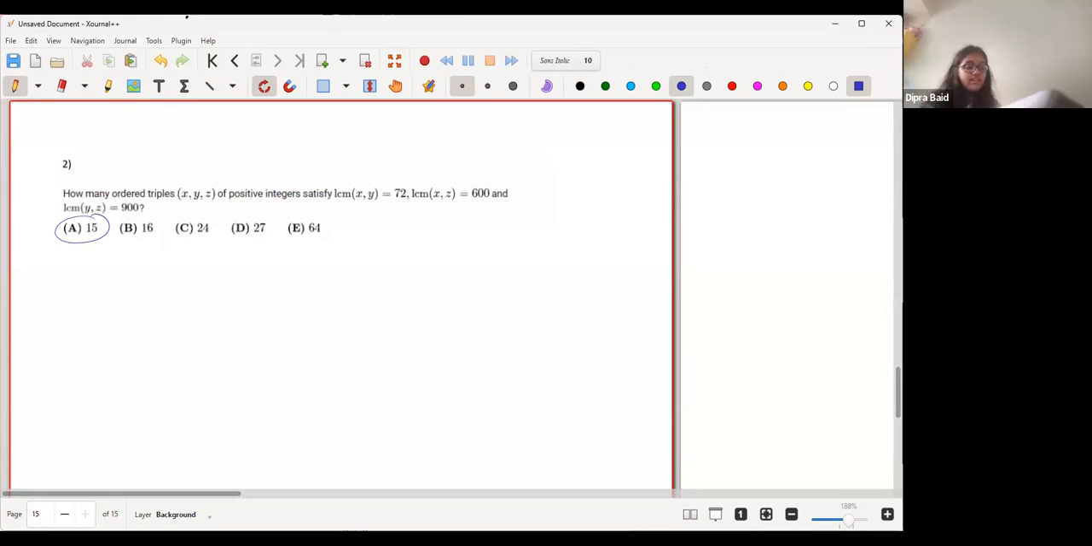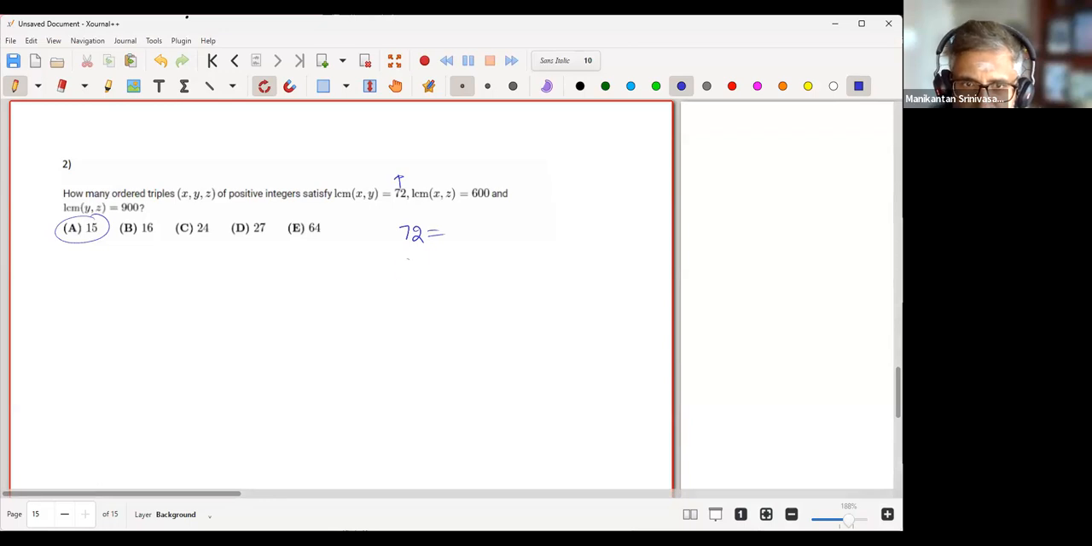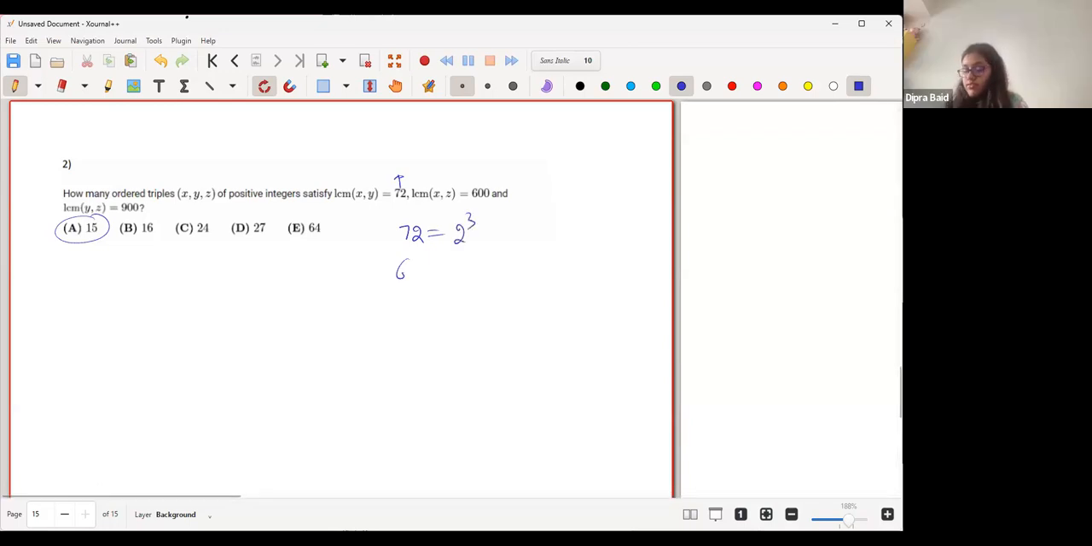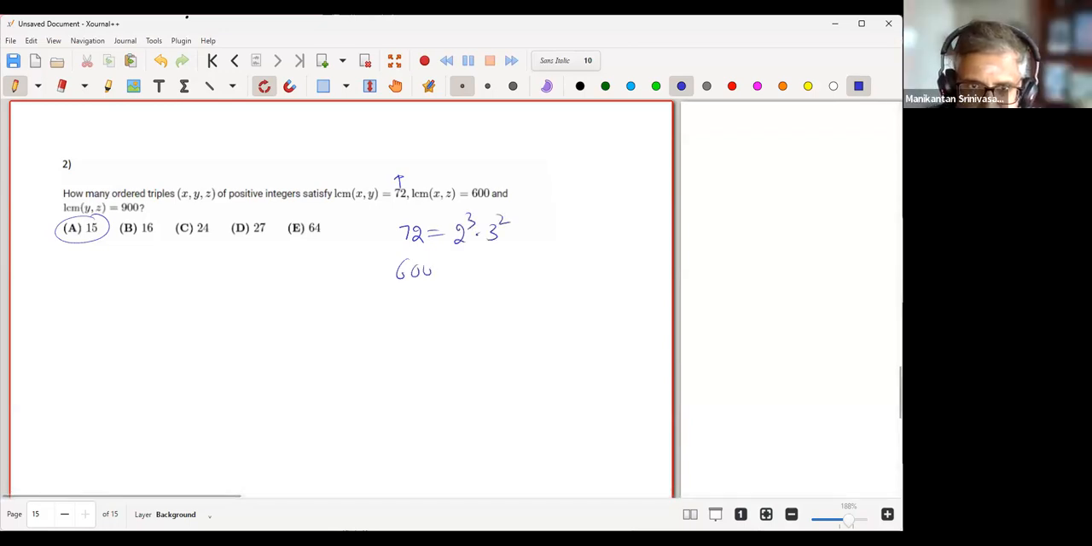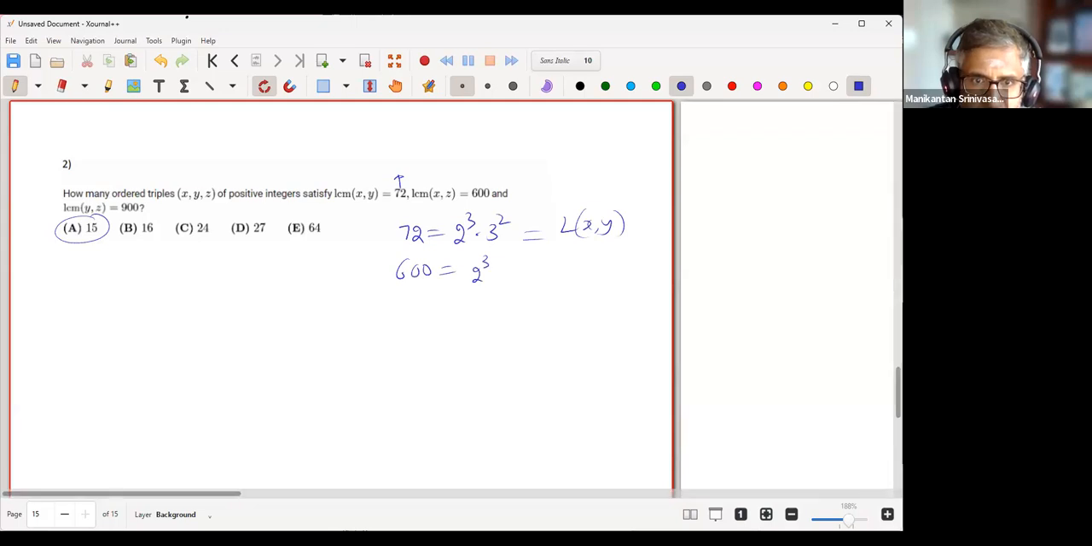The first thing that I did was factorize 72, 600 and 900. For 72, I got 2 raised to 3 into 3 raised to 2. Then 600 is 2 raised to 3 into 5 raised to 2 into 3. Okay, I'll put 3 in the middle. So 3 into 5 raised to 2, that is 24 into 25.